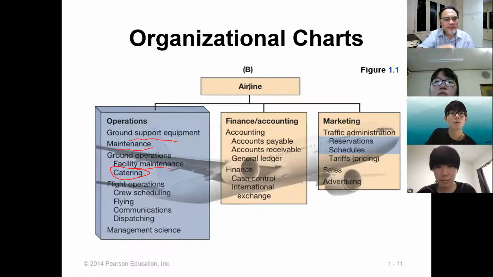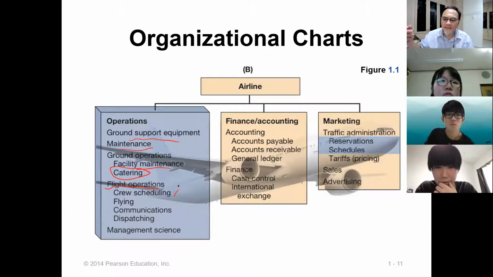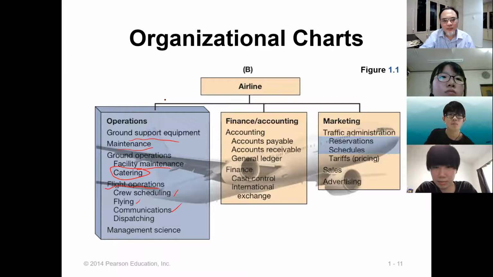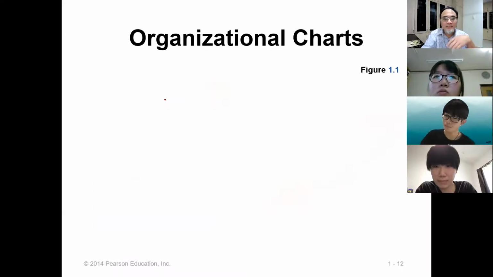So this is like flight operation, crew scheduling. Crew means the pilots and the stewardesses. You must schedule them. If you don't schedule, then flying and communication fail. So this is under airline operations. You can do some research and find, for hospitals, there are also operations, finance, and marketing.